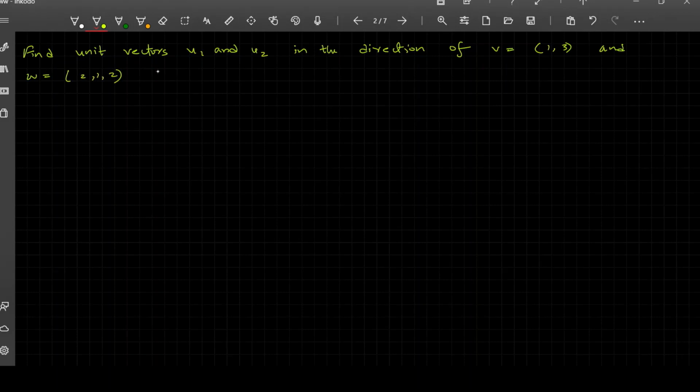And coming to the second question, find unit vectors u1 and u2 in the direction of v = (1, 3) and w = (2, 1, 2), and also find unit vectors k1 and k2 that are perpendicular to u1 and u2. So this is the question that is given to us.